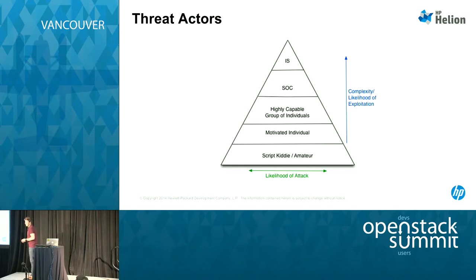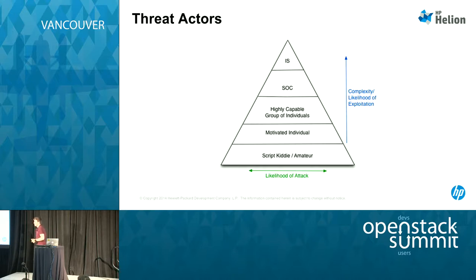So this is probably a triangle that's familiar to a number of you in the room. It's a fairly standard way of describing threat actors. At the top, we have intelligence services. There used to be a little F in front of that, but now we don't have the F in front of it. Oh, sorry, F is foreign intelligence services. So we've got rid of that now. Serious organized crime below that. So we're talking really about Russian underground, that sort of thing. Highly capable groups are people like Anonymous, motivated individuals, and then script kiddies. And so the complexity and likelihood of exploitation tends to go up.